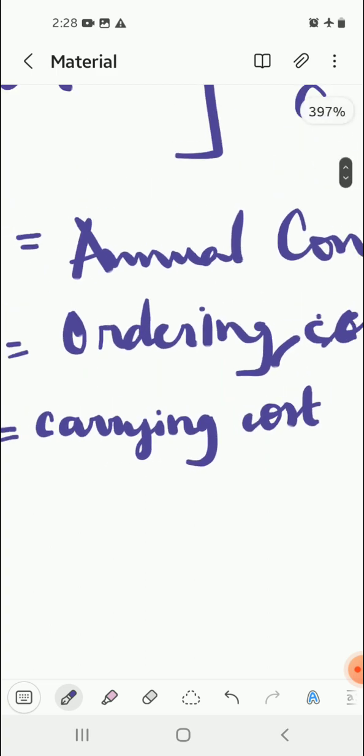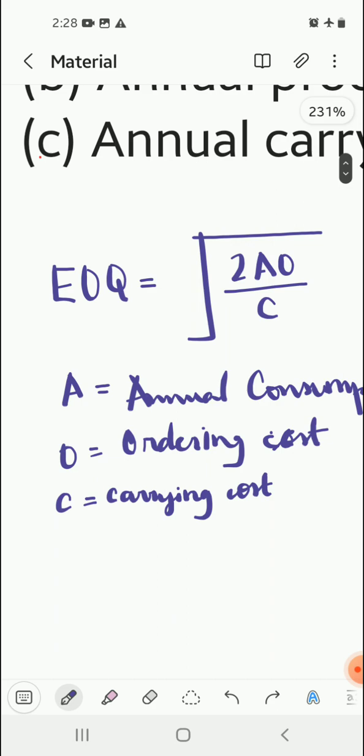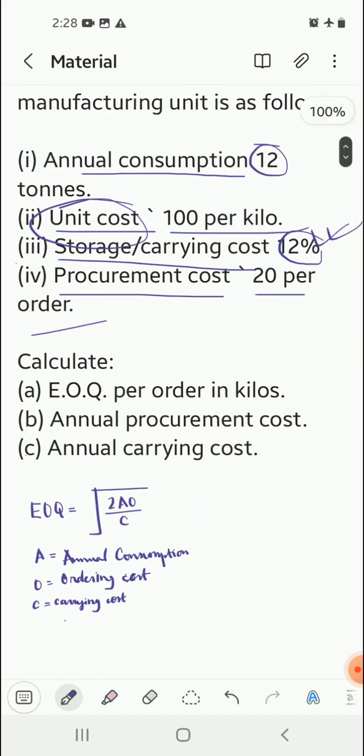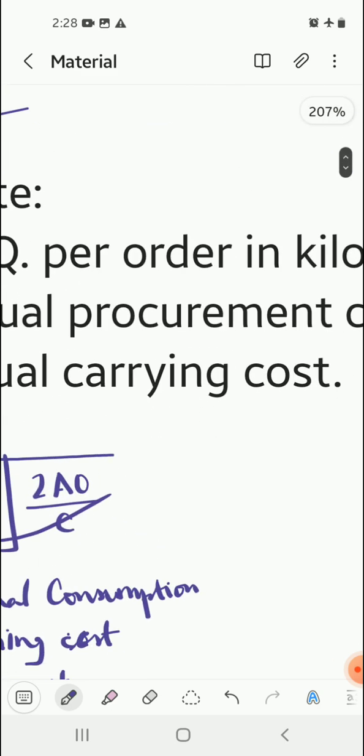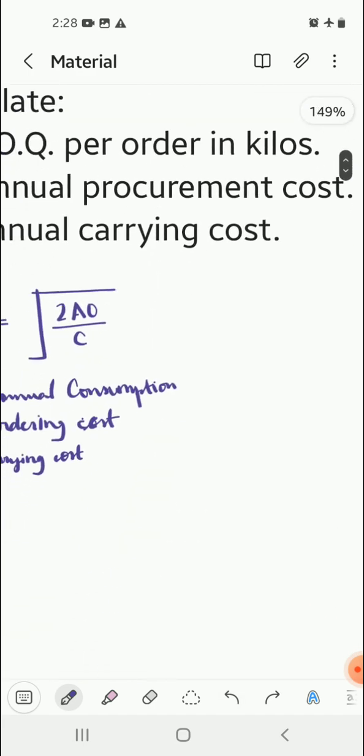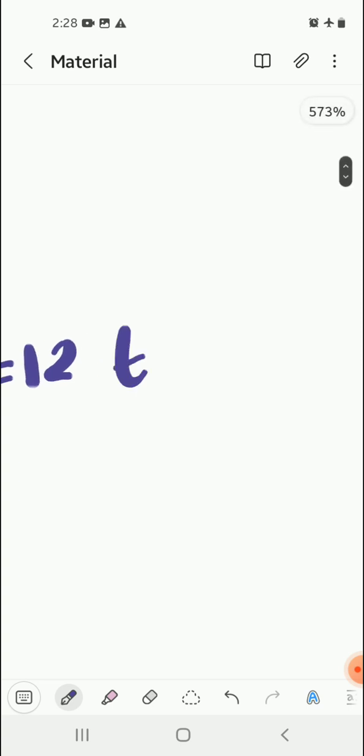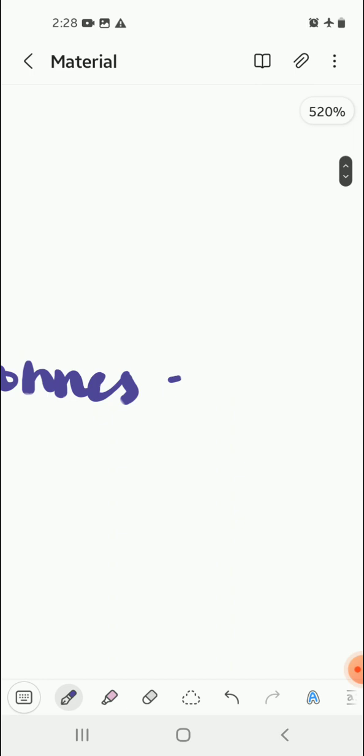Now, these were the informations given. As per our question, annual consumption is given as 12 tons and unit cost is given per kg. So, we can convert tons into kg. We know that 1 ton is equal to 1000 kg. So, annual consumption here in this question is 12 tons, and 12 tons is actually equal to 12,000 kg.